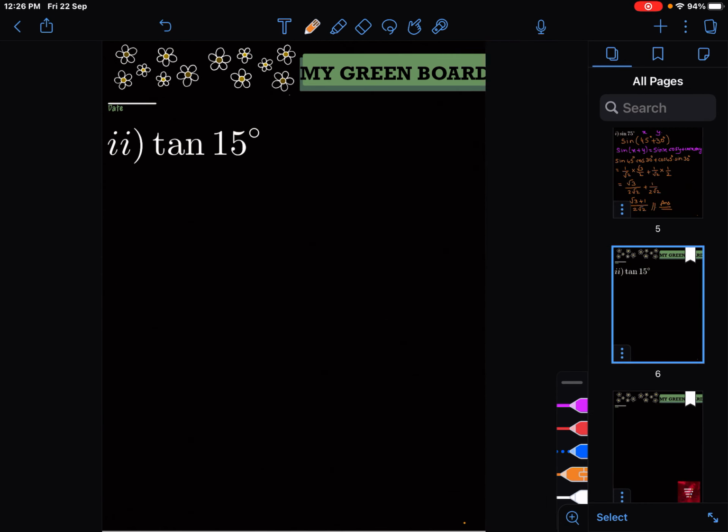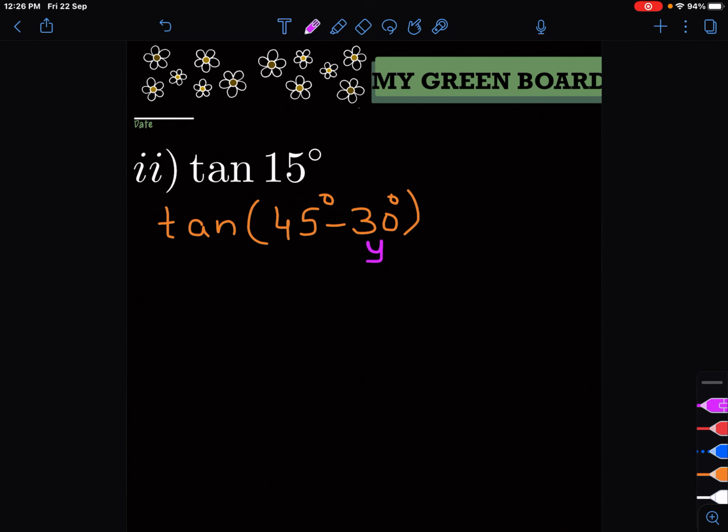Now, let's go to the next question. We have to split this 15 degrees so that we can put it in some formula and get the answer. So let's take tan 15 and split the 15 like 45 minus 30. Okay children, let's take this as x now and this as y.